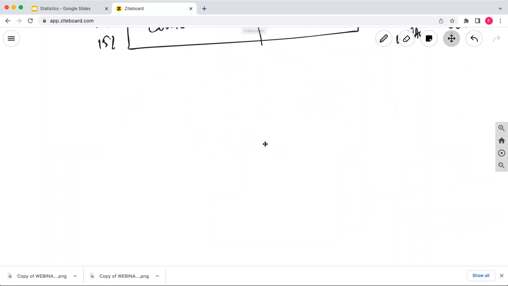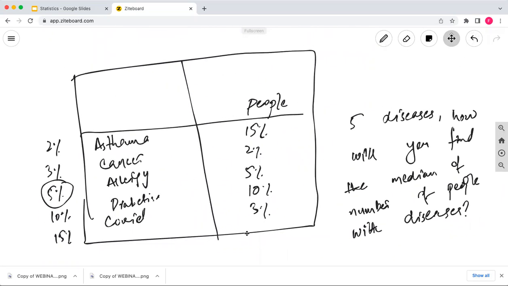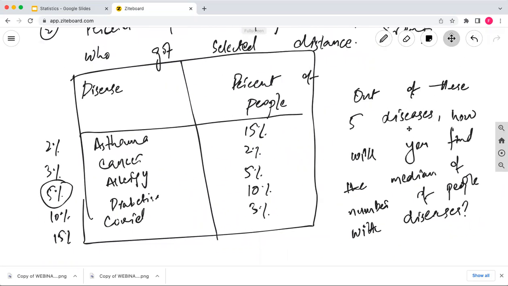Okay, and the last. What the question means, like, out of the 5 diseases, how will you find? I'm saying to you, how will you find the median of the number of people with diseases? So, first of all, find in which disease the median lies and how many people are lying in that disease.